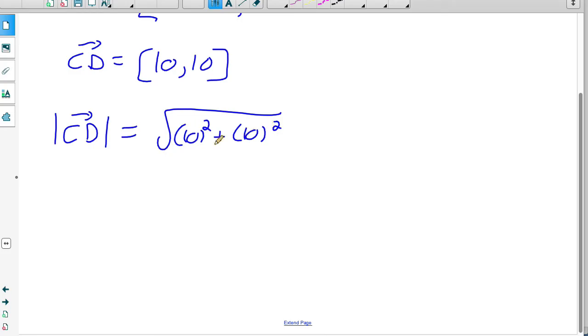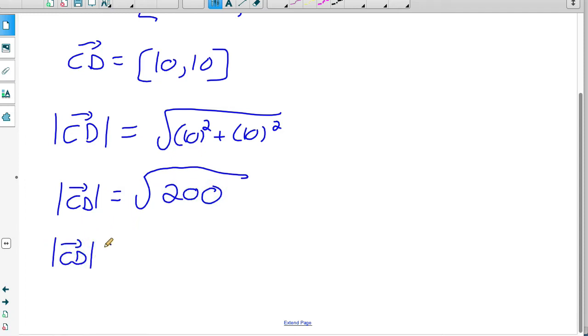So 100 plus 100 is 200. So the magnitude of vector CD equals the square root of 200, which could be simplified to 10 root 2. Right? That would split into root 100 times root 2, so that's 10 root 2.